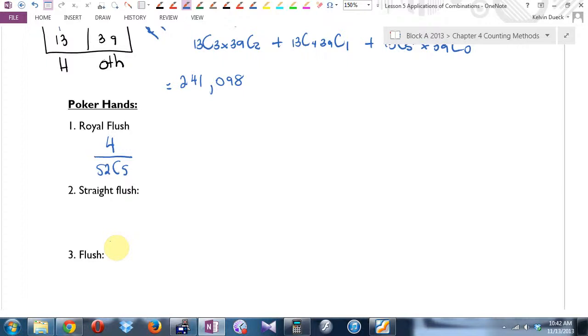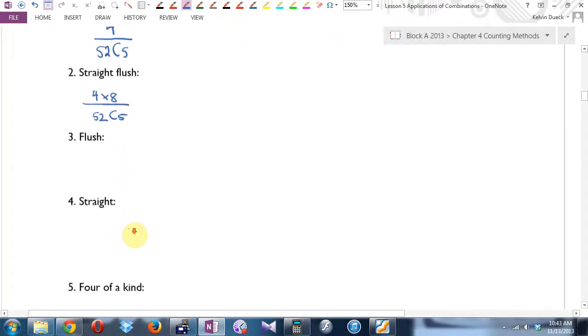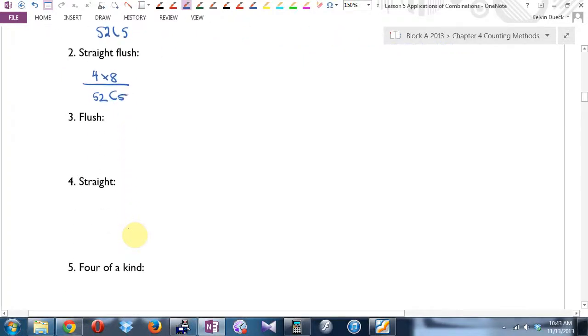So how many ways are there to get a straight flush? How many suits are there? 4. There's 32 ways to get a straight flush if you exclude the royal flush. There's actually 10 ways to get a straight flush per suit, but we exclude the royal flush.